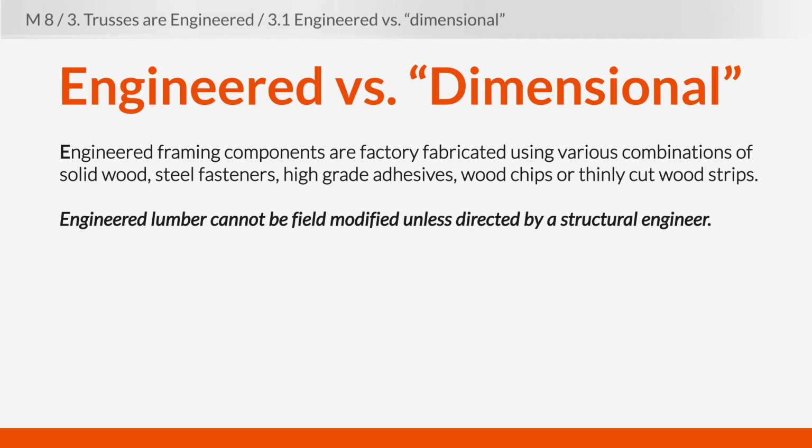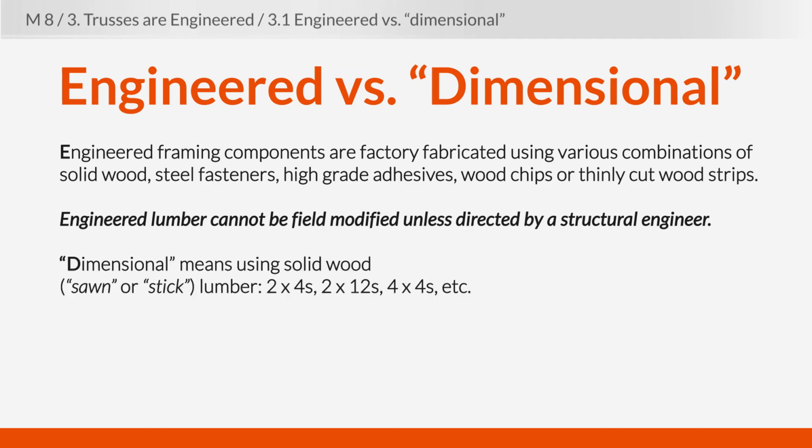When we talk about dimensional lumber, we're talking about solid wood sticks, sometimes known as sawn lumber or stick lumber. In other words, 2x4s, 2x12s, and 4x4s, and so forth. Stick lumber can be modified by a qualified carpenter because carpenters put the sticks together to build a structure.